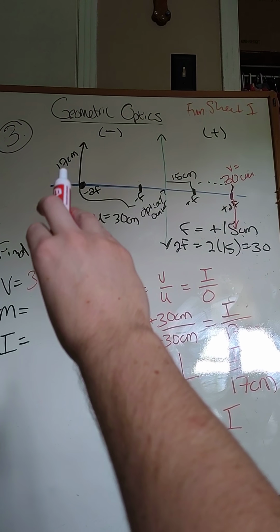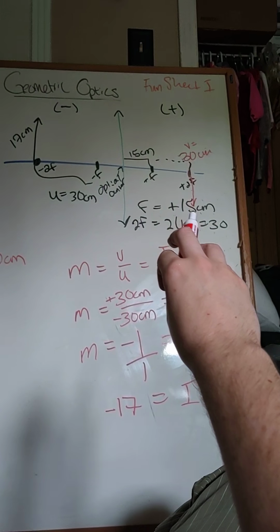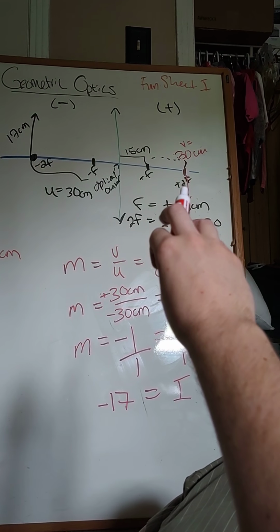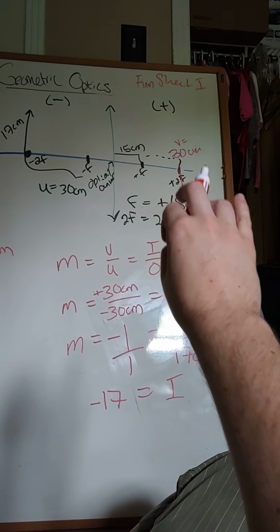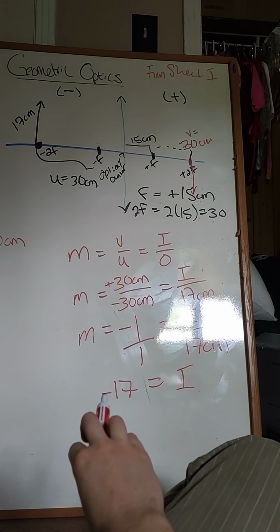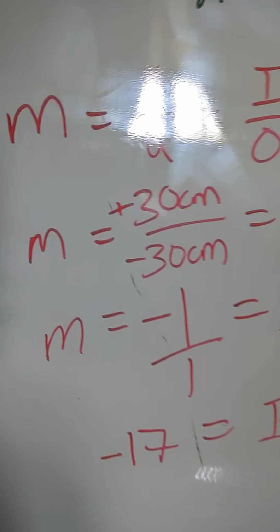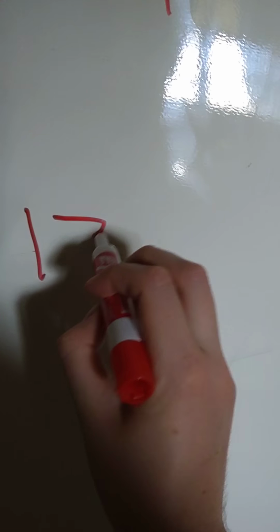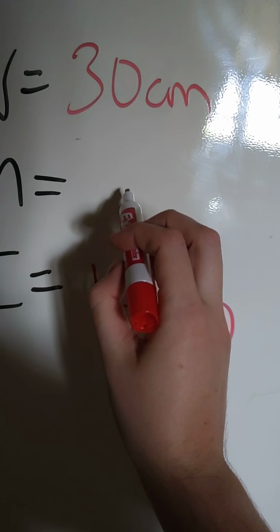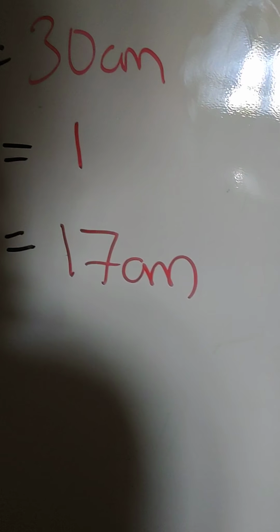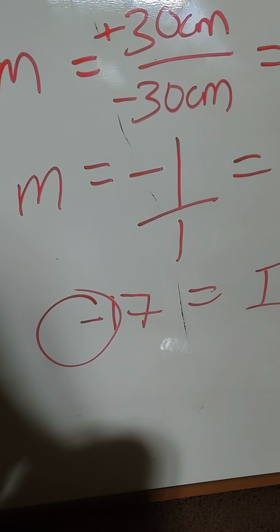So 17 centimeters erect, go through this positive lens. The image becomes a real image, and it is inverted. So it's an upside down image, which is what the negative means. So it's negative, it's below the blue line, but the image is technically 17 centimeters. And then magnification is 1. And what this negative does is it tells you direction.